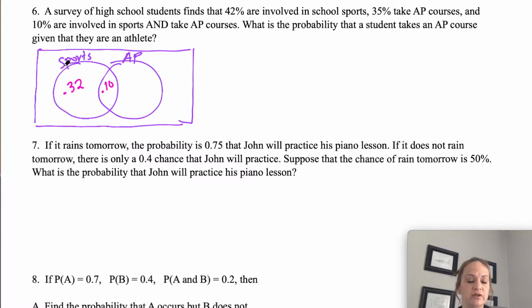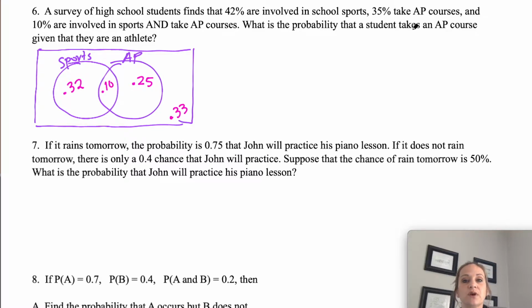Again, 42 students are in sports, but 10% of those is being combined as well with AP. There is being joined together. So therefore, if you subtract, you will get the 0.32. That would be in sports alone. Now, there's 35% in AP courses, but if 10% also are in sports, that means 25 would be in AP alone. Again, 35% minus 10% would give you 25%. And then to figure out who is not in either, you would add these 3 up and subtract from 100%, and you would get 33% are in neither sports nor AP.